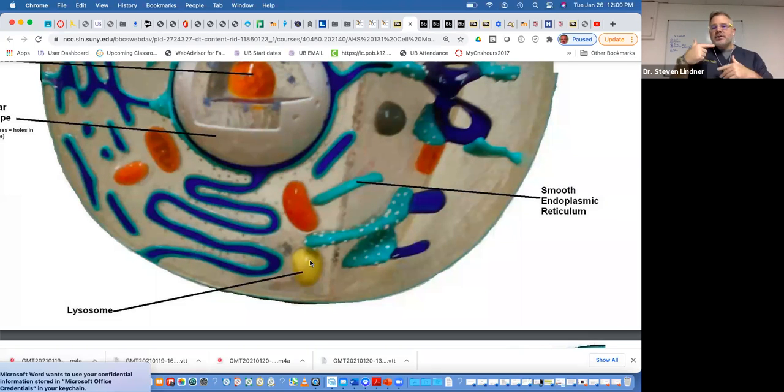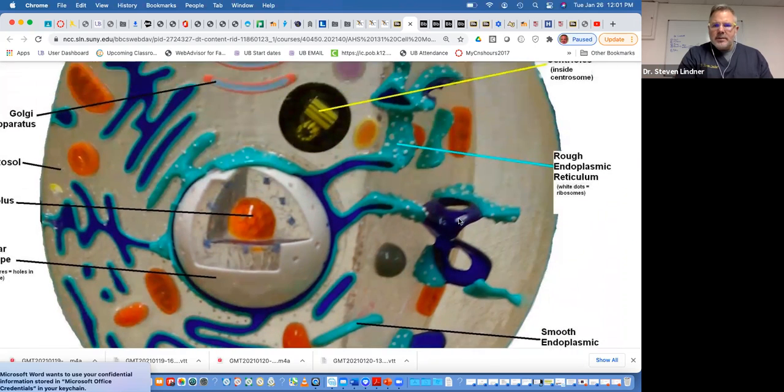So whenever you start dumping hydrogens into something, you make it acidic and you could kill it. Think of what happens if your finger touches muriatic acid or hydrochloric acid. You can burn the skin off of your finger. So that's what lysosomes do.